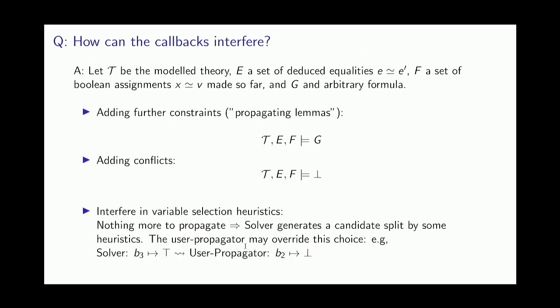A third way of communicating with the solver is by helping the solver to make good decisions for splitting. So in case the solver cannot propagate anything anymore, it can ask the user propagator, hey, my internal heuristic would now suggest, for example, setting the Boolean variable B3 to true. And the user propagator may say, no, I would prefer if you set B2 to false, for example.